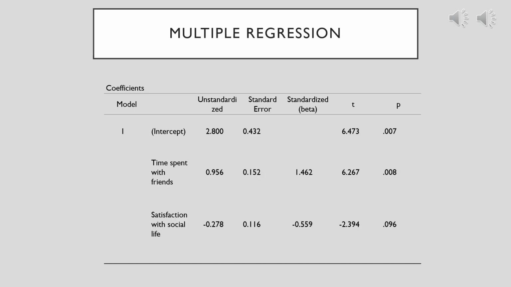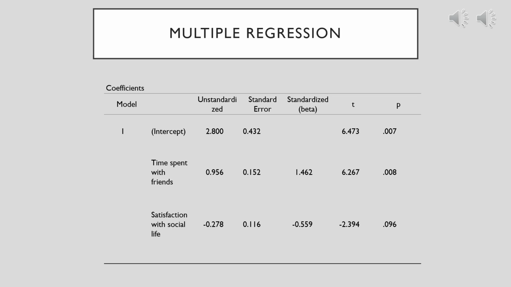How do I know that? Because the p-value is less than 0.05. So it's a significant predictor, and the unstandardized slope and the standardized beta weight tell you exactly how it is related to the predicted value of the outcome. Now, satisfaction with social life has a slope of negative 0.278. That's interesting. The standardized beta coefficient is negative 0.559.